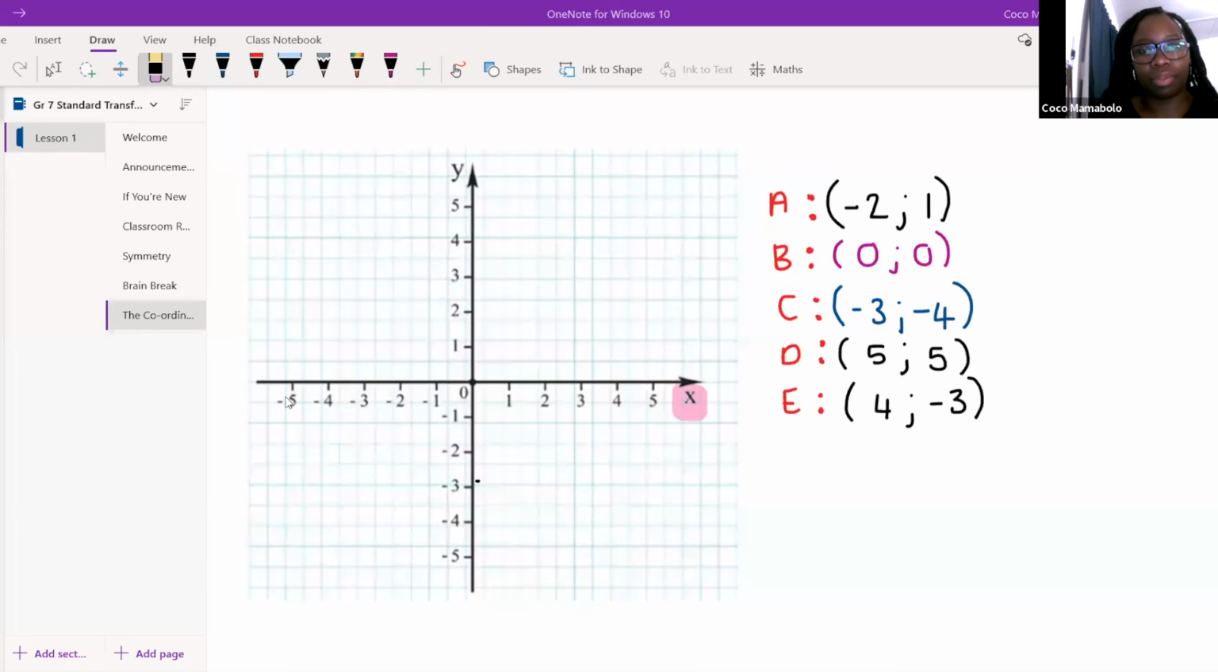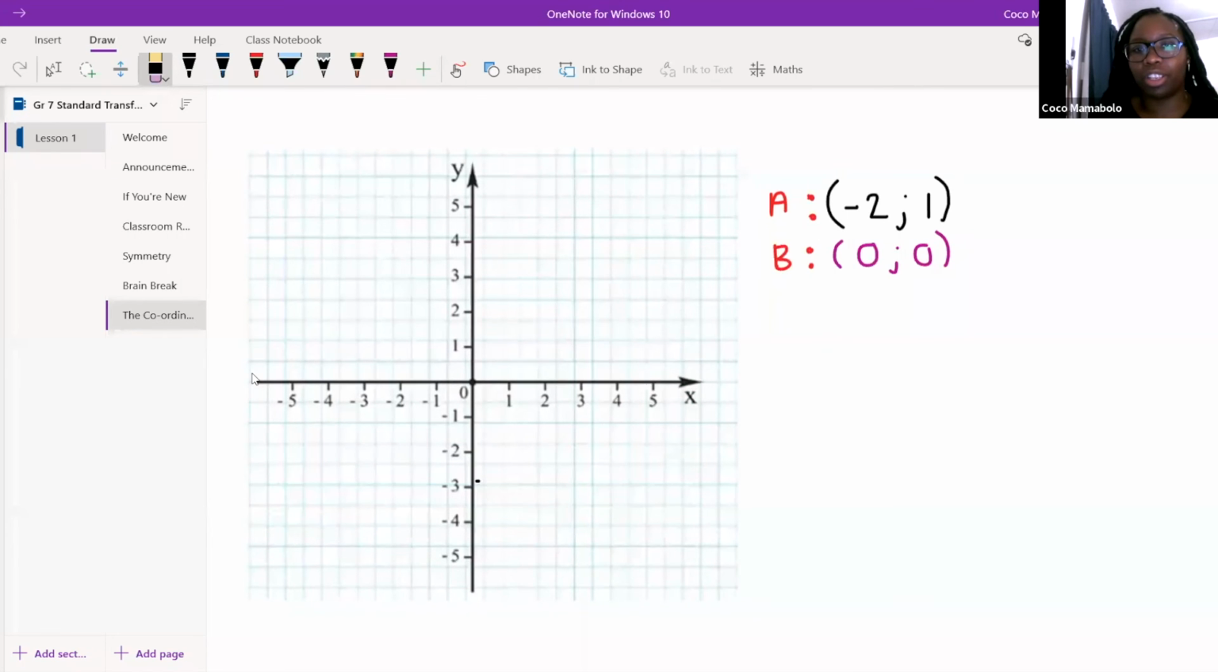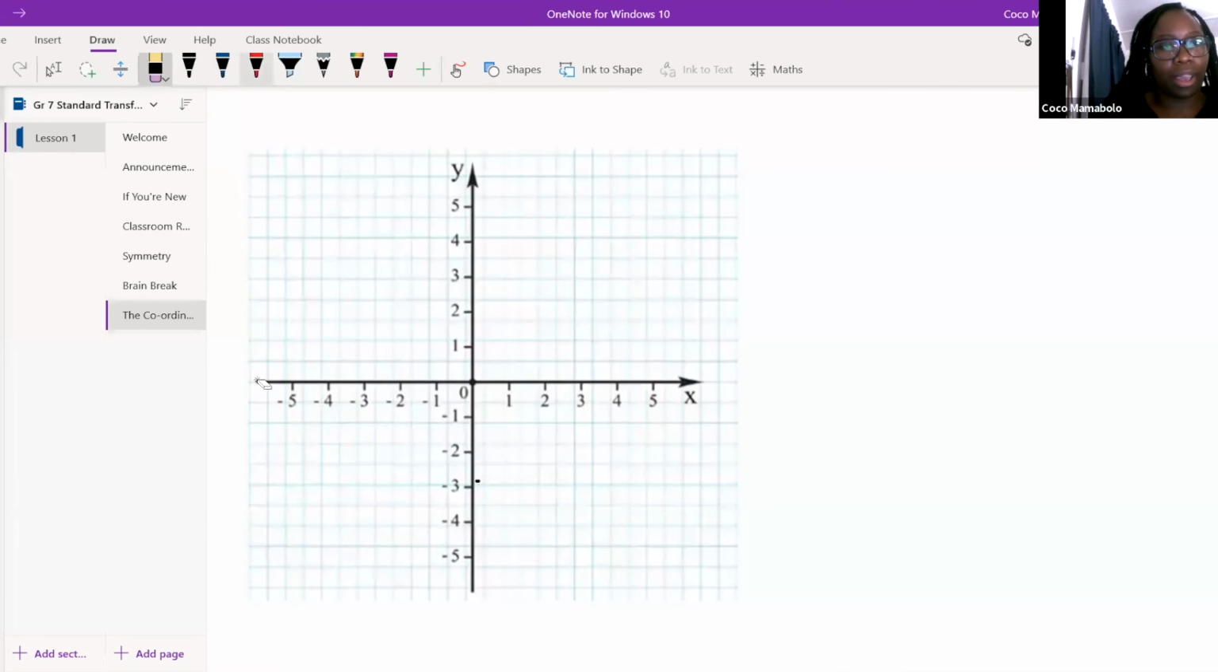I'm going to erase everything. I don't want anybody cheating. Everybody must be able to give me the right answer in the chat. Let's see. First person to give us the right answer gets brownie points.